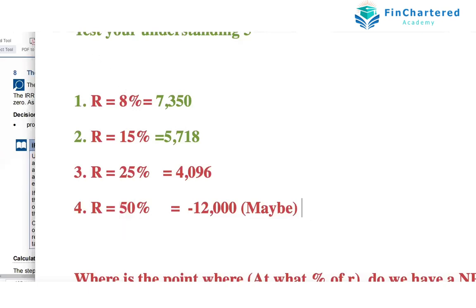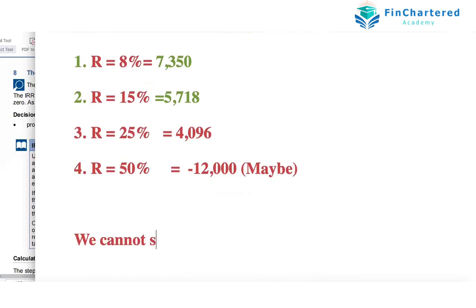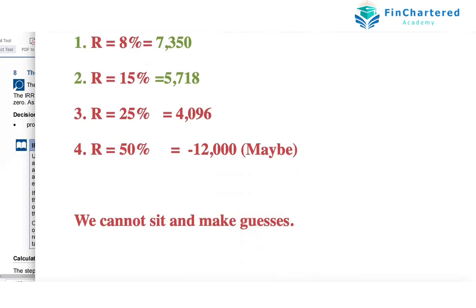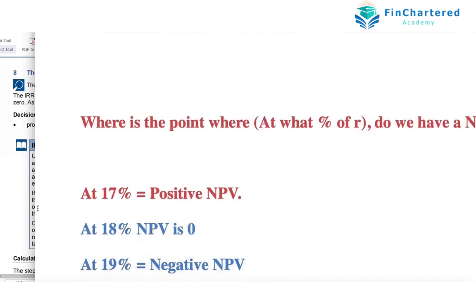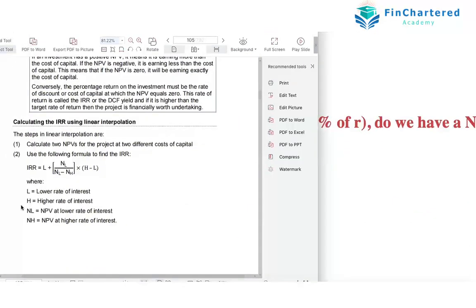But the problem is, we cannot sit and make guesses. Here right now we are making guesses, but we don't have so much time. You'll make a guess and then you'll calculate, and we don't have time to sit and calculate for 35%, 36%, 37%. We don't have time. And that is why FM has made your life easy by giving you a formula.